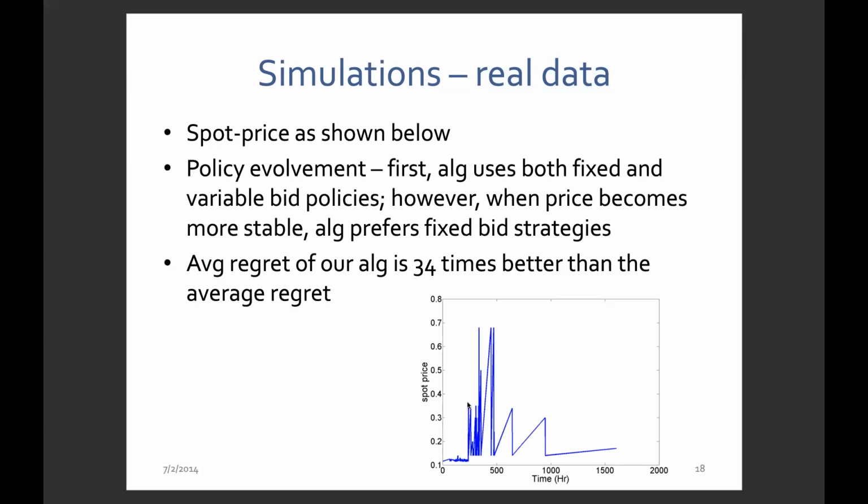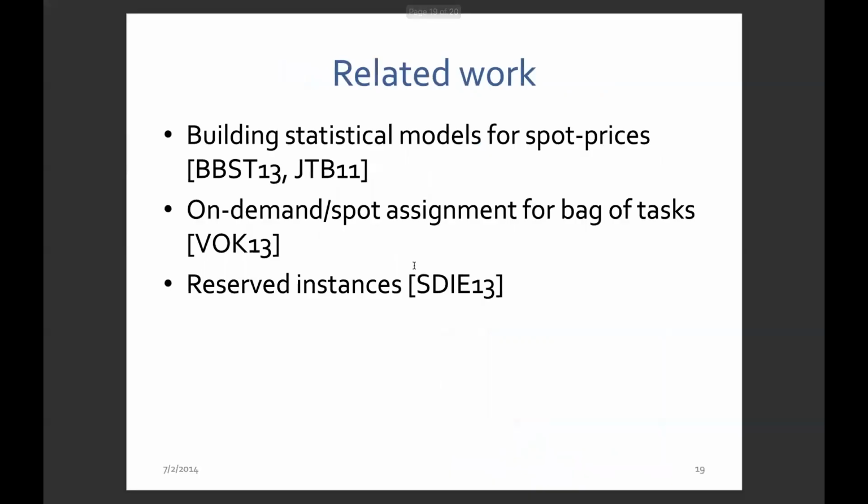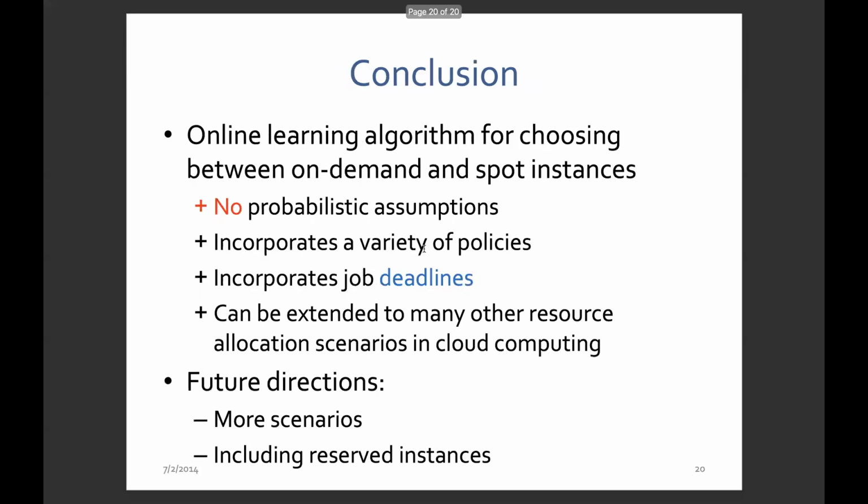Here in this figure, when the prices were very fluctuating for the spot instances, they used variable bidding. But when the spot prices became stable, then they used fixed bidding for the rest of the interval. And from this result, they got almost 34 times better performance than the counterparts. So this is the related work. You can go and take a look at these papers too, because these are all related work.